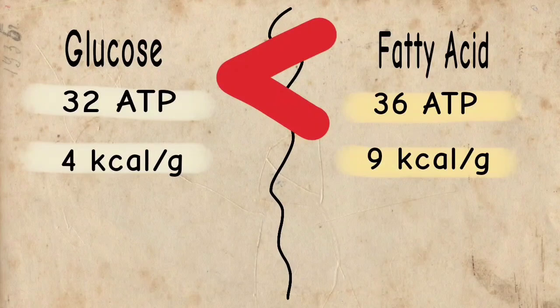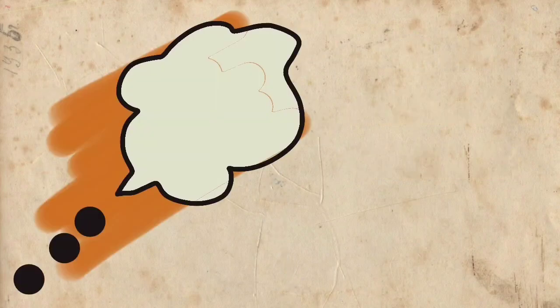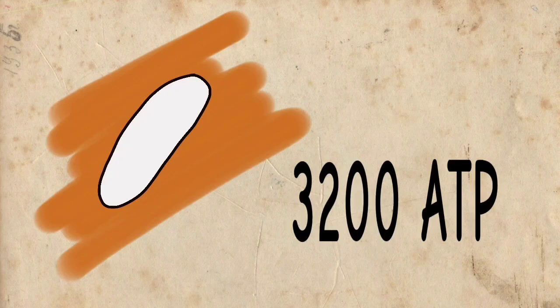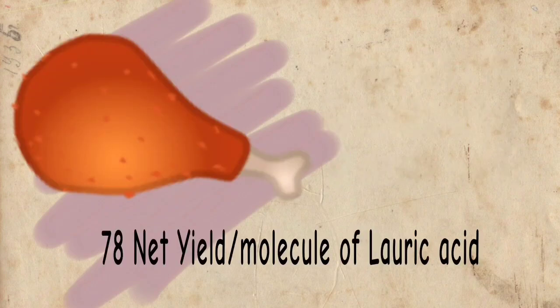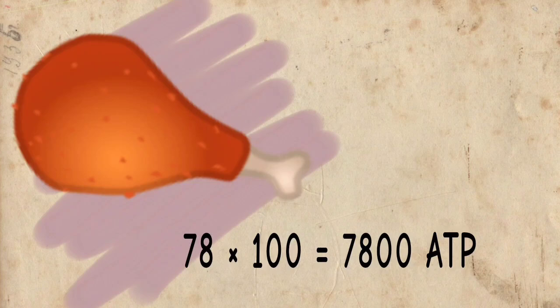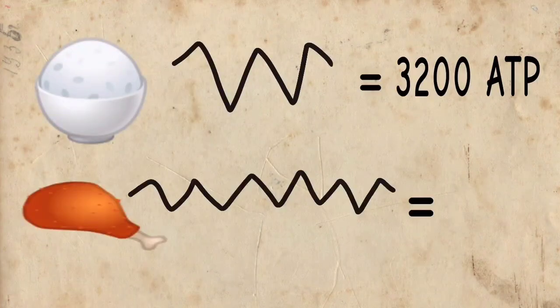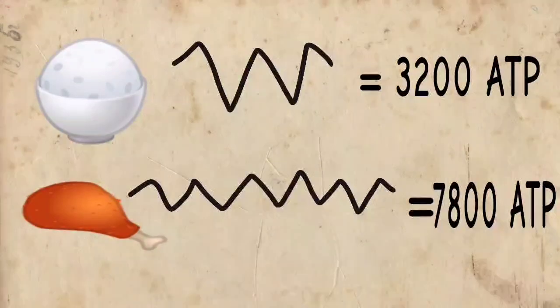gain of the body. Imagine a grain of rice, which approximately constitutes 100 molecules of glucose, can produce 3,200 ATP. Compared to a piece of fried chicken, let's assume that it has 100 molecules. A piece of chicken can produce 7,800 ATP. The longer the fatty chains are, the more ATP it produces. Well, that's it.